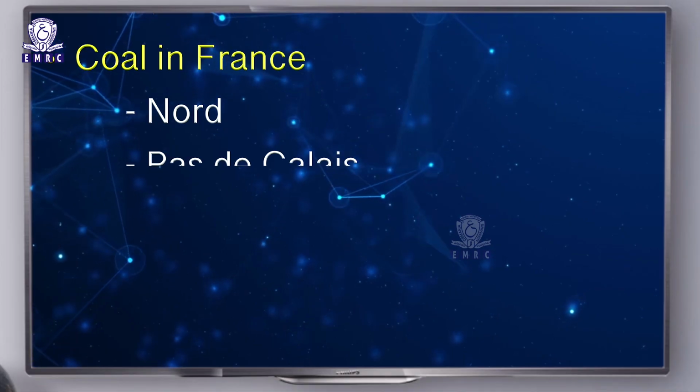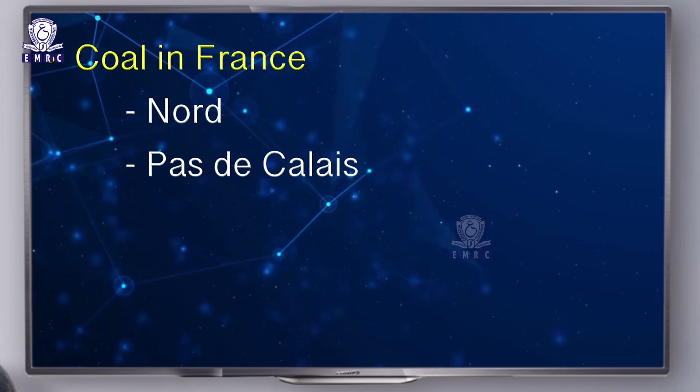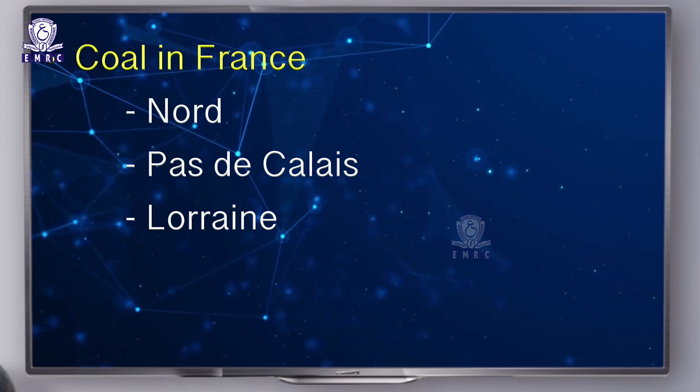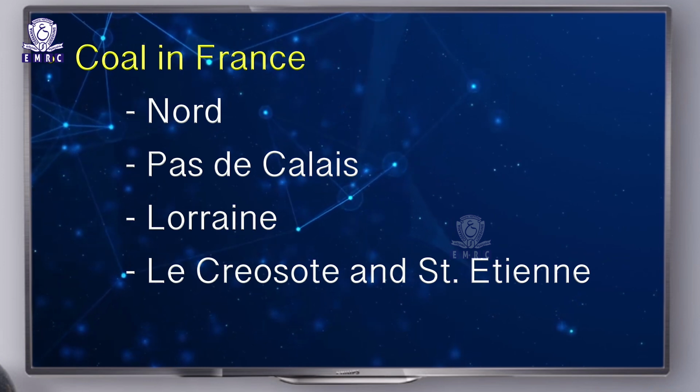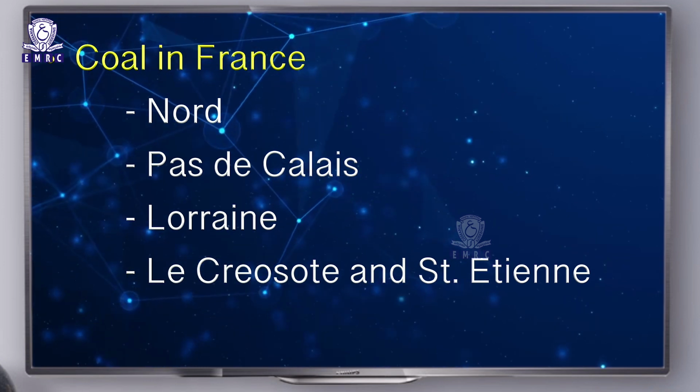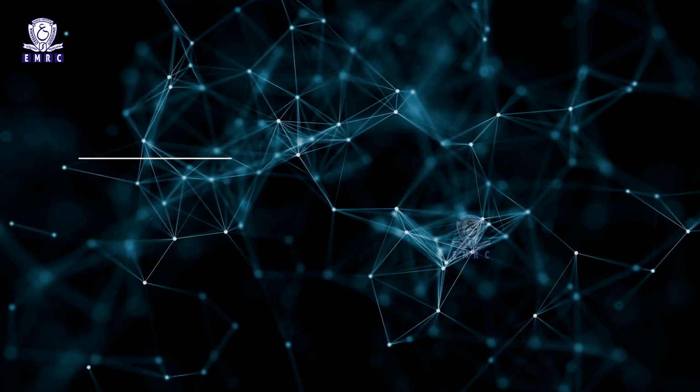Now let me explain you about France. The famous coal belt of Europe extends from France through Belgium and Netherlands to Germany. In France, coal occurs in four major areas. First is Nord, second is Pas de Calais, third is known as Lorraine, and the fourth is known as Le Creusot and Saint-Étienne. Major iron and steel plants and engineering industries are located in these coal fields. France has to import coal from Germany to meet domestic requirements.